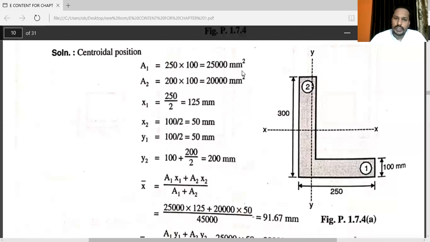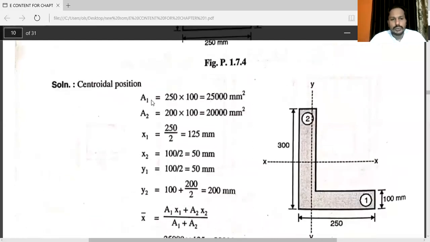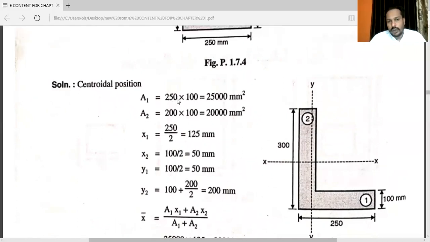Notice that units are very important. The area 1 will be 250 into 100. This is the formula for a rectangle, base into depth, that is B into D. So 250 into 100, the answer will be 25000 mm square. The area of the second rectangle is 200 into 100, so the answer will be 20,000 mm square.